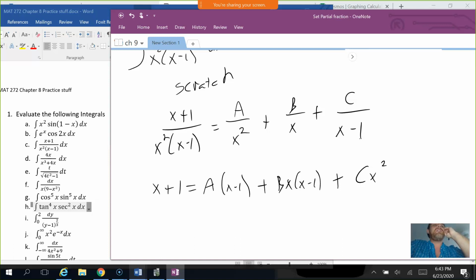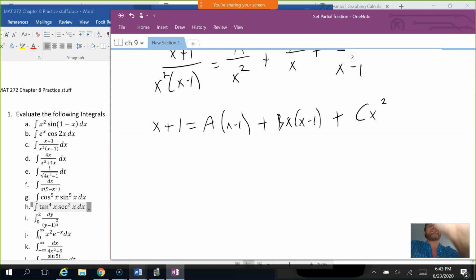If you like doing the method with the coefficients of the different power functions, then do it that way. If you like just plugging in x values, then do it that way. It really doesn't matter. Sometimes one is easier than the other. I think the last time we did one of these together, I did the coefficients thing. So this time, let's do one where we're just plugging in numbers. You want to try to plug in x values that make stuff disappear.